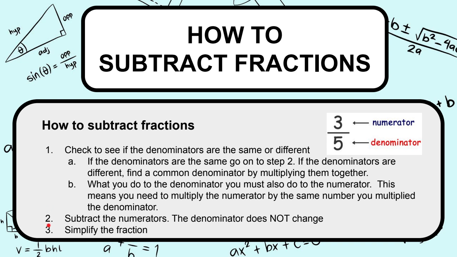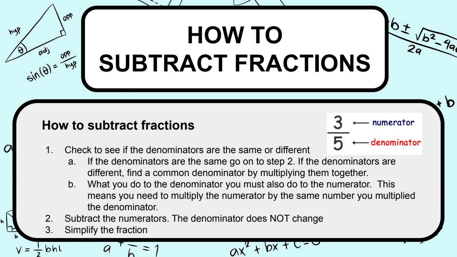Now step 2. After you've multiplied the numerator and the denominator by the same number, you are going to subtract the numerators. The denominator does not change. The fractions are now like fractions; the denominators are the same. Only the numerators you're going to subtract. In the answer, the denominator is going to stay the same. Sure, if you simplify it, the denominator might change, but when you do the subtraction, the denominator does not. And then step 3, you are going to simplify the fraction.